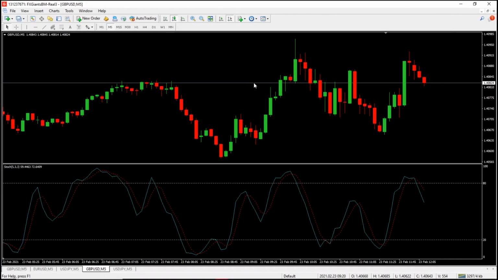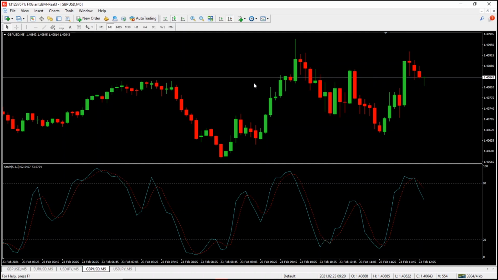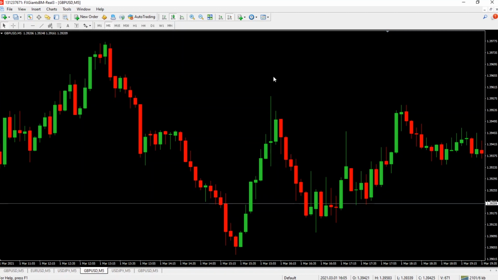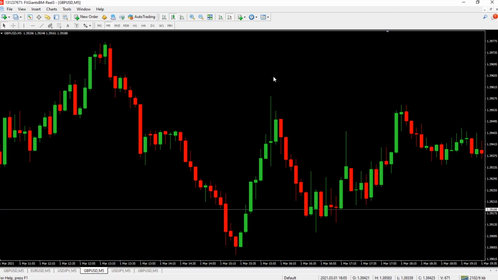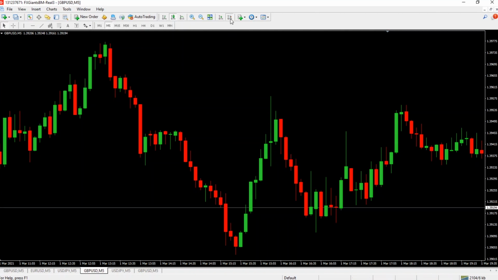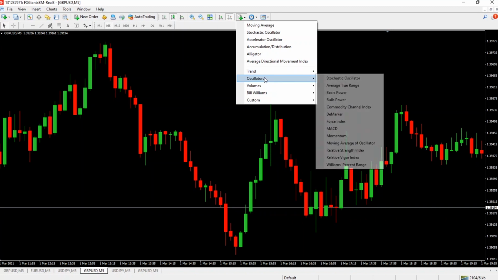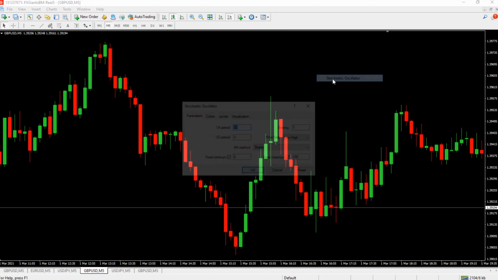You do not need to put all this into your head because it's already installed on your platform. Just apply it, but you need to understand how we arrive at the calculation. Now that you understand the calculation of the stochastic oscillator, let me show you how to add it to your chart. So the first thing to do is to click on this, then go to oscillators, then select stochastic oscillator.